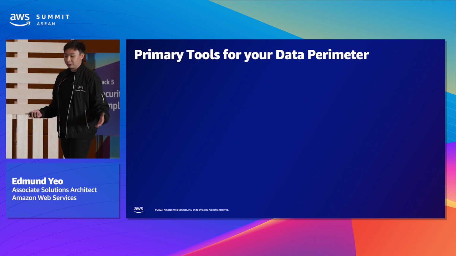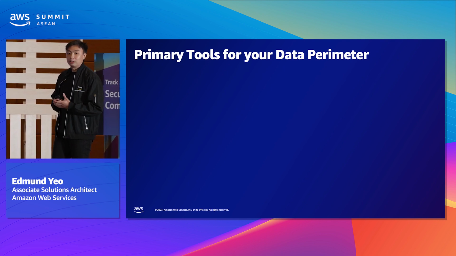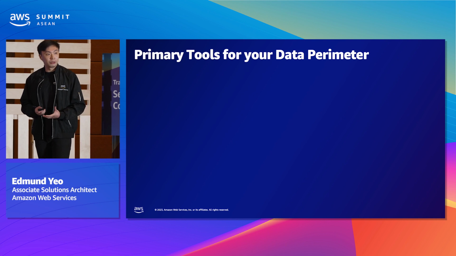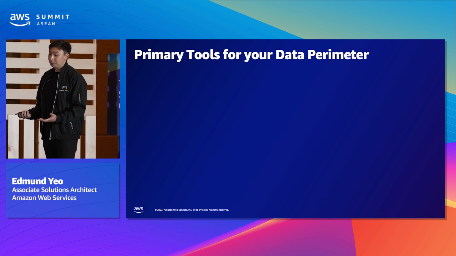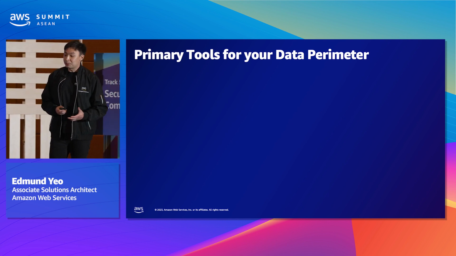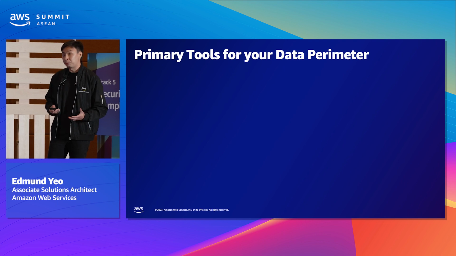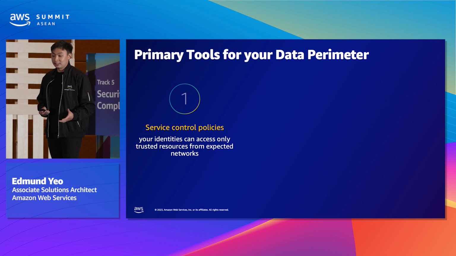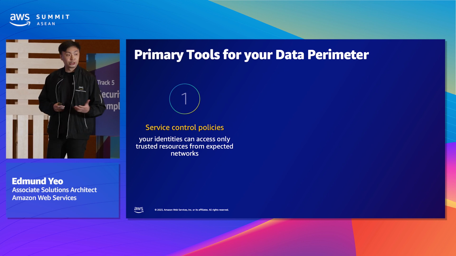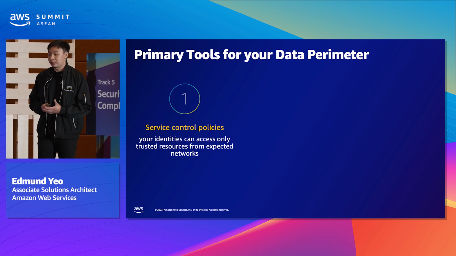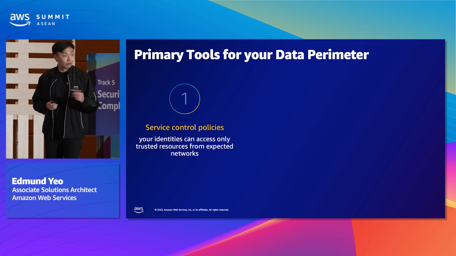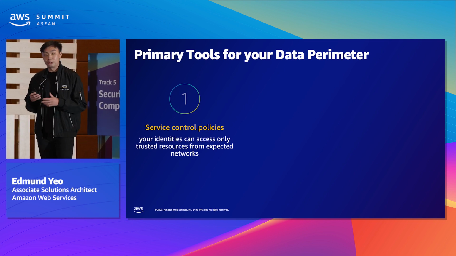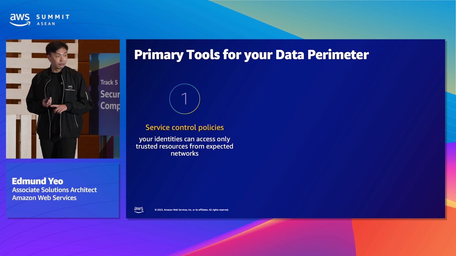So knowing the three terms of a data parameter, we want to know what are some of the tools that you can actually put in place to implement one. So there are three policy types that you'll be using to implement a data parameter control. The first one being service control policies, so SCP. That is an organizational policy that allows you to establish the maximum permissions available to your users. And you can actually apply an SCP on an account level, organizational unit level, or a root level.